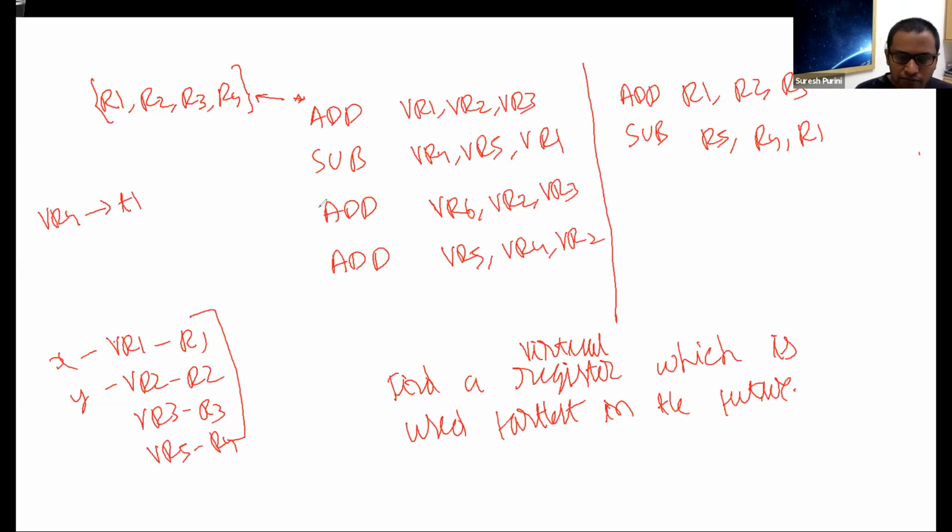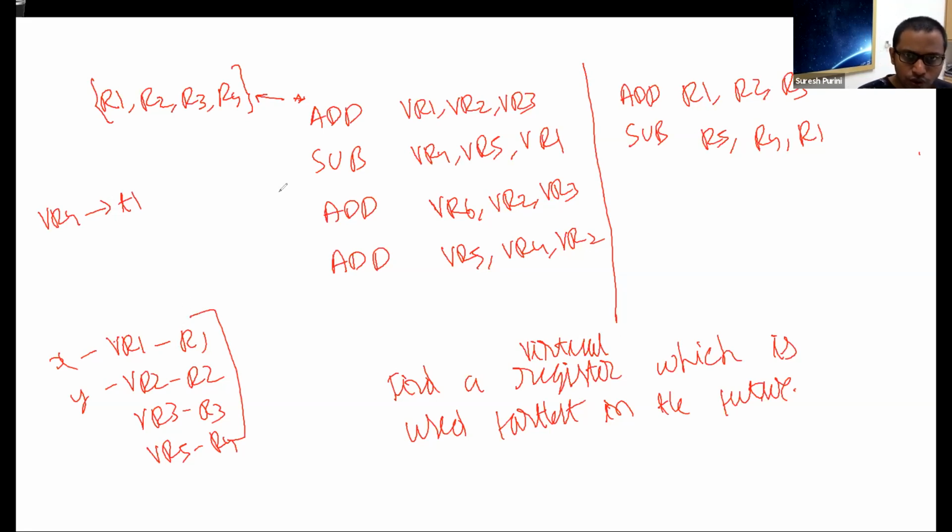So now the variable which is used farthest in the future: if you see the next add instruction after this instruction, the virtual register VR1 is not used at all. So VR1 is used at infinity, in time, down the line. If you apply this rule, that is, find a virtual register which is used farthest in the future, then VR1 is that register. So what we can do is reallocate the register R1 that is associated with VR1, and assign it to VR4.